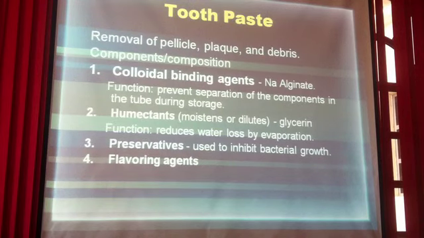Toothpaste. The function of toothpaste is removal of pellicles, plaque, and debris. What are the components of toothpaste? Colloidal bonding agents, like sodium alginate. The function of the colloidal bonding agent is to prevent separation of the components in the tube during storage. Humectants, like gelatine, function to reduce water loss by evaporation.